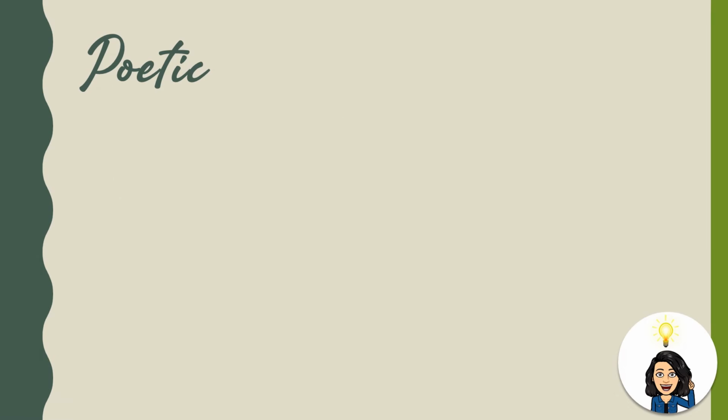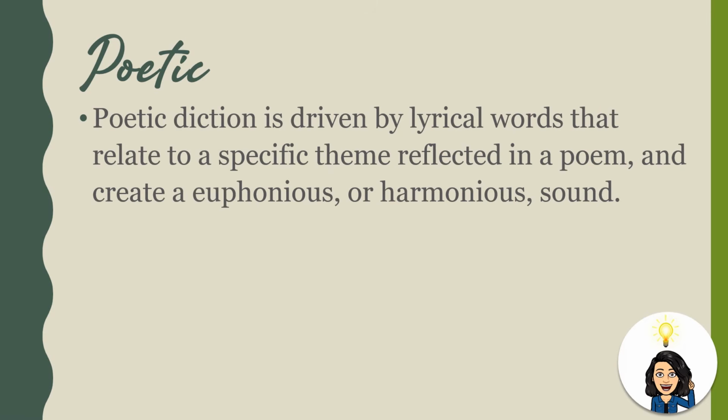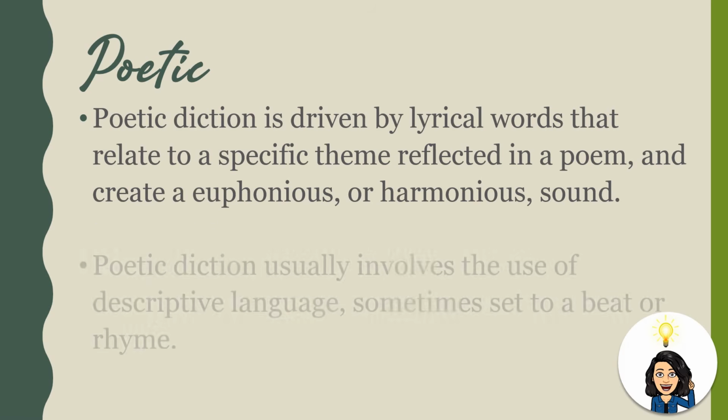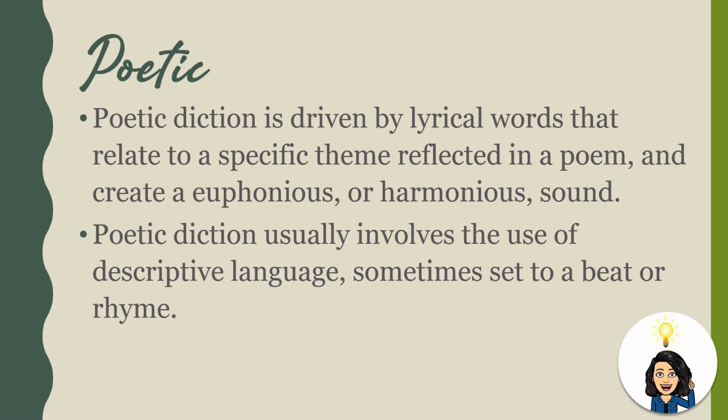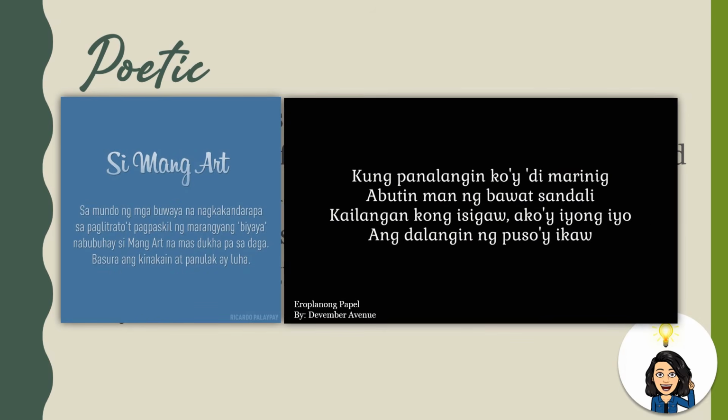The last type of diction is poetic. Poetic diction is driven by lyrical words that relate to a specific theme reflected in a poem and create a euphonious or harmonious sound. Poetic diction usually involves the use of descriptive language, sometimes set to a beat or rhyme, just like these examples. This type of diction is what we often encounter when we read poetry or listen to song lyrics.